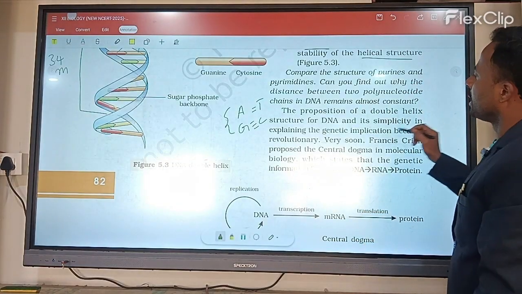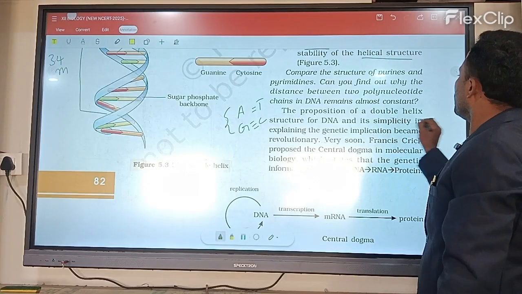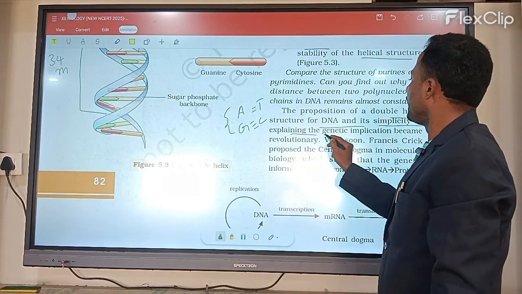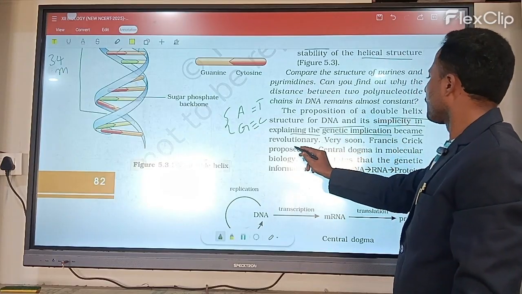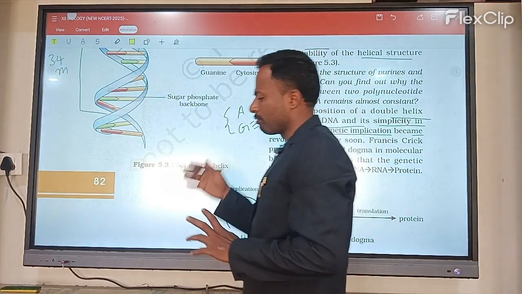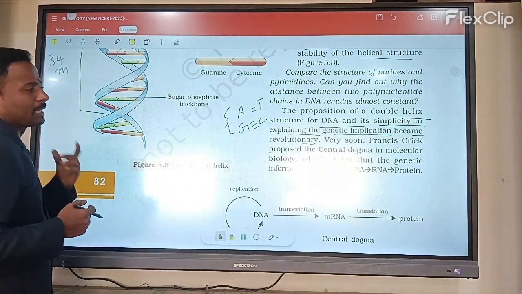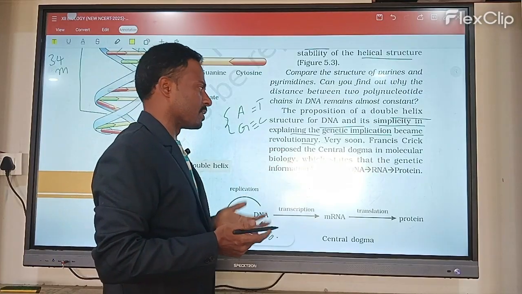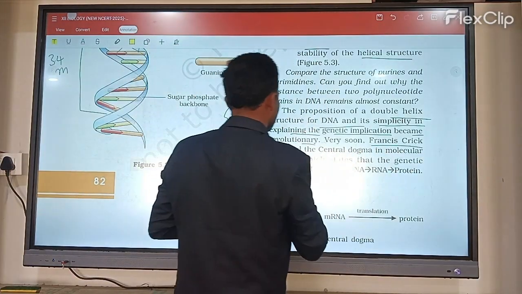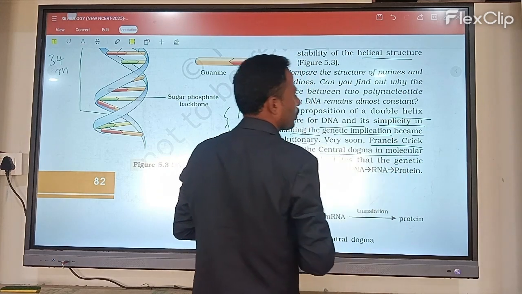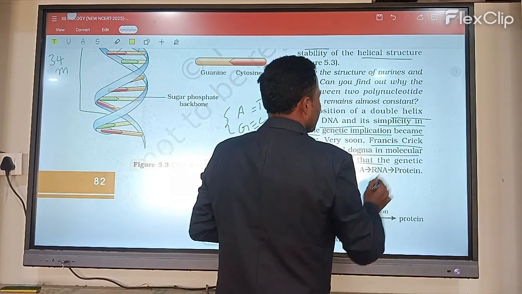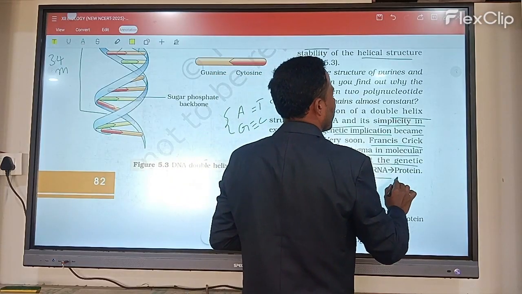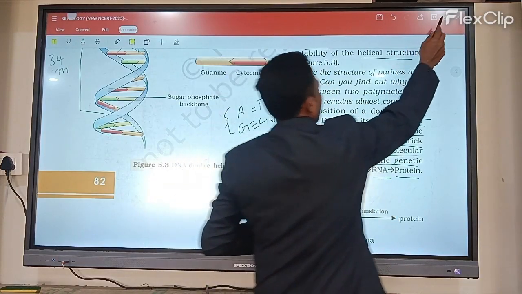Okay, next let us see the properties of the double helical structure of DNA. They explain the genetic implications and the evolutionary aspects. This information is important for genetic implications, meaning from generation to generation. Soon after, Francis Crick proposed the central dogma of molecular biology, which states that genetic information flows from DNA to mRNA to protein synthesis.